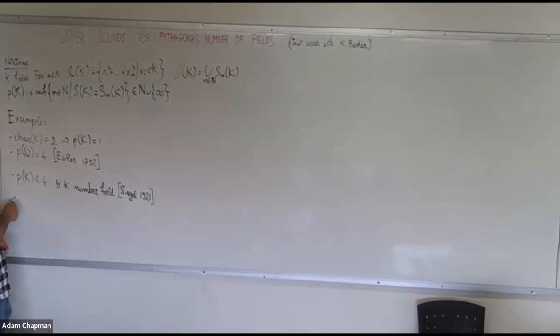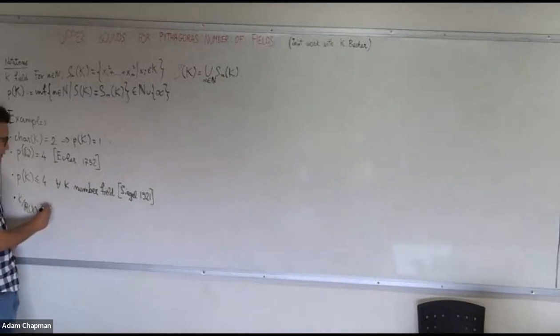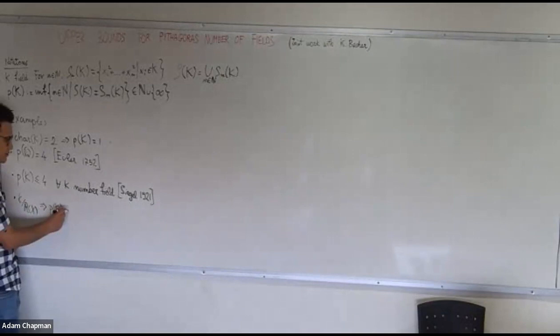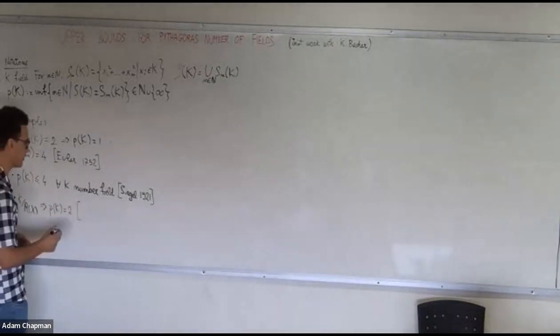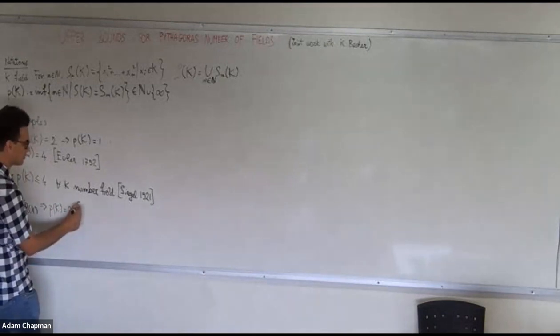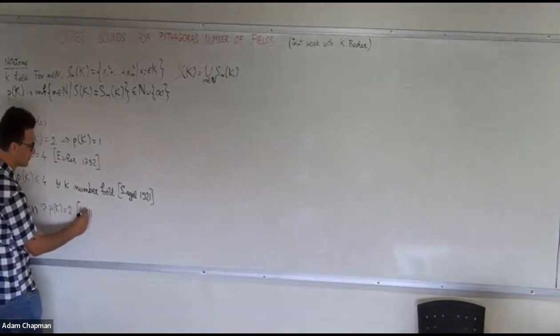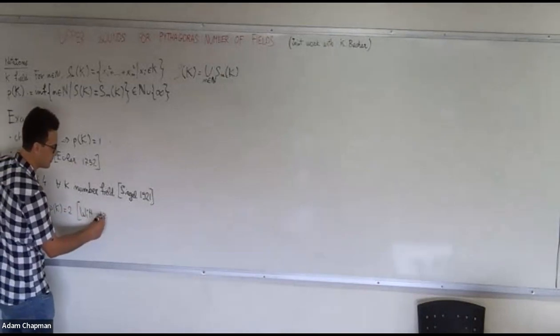Let me give you another example, which might be a bit less famous, but it's very relevant for the talk. If K is a finite extension of the rational function field in one variable over the real numbers, then the Pythagoras number of K is 2. Basically, it's a function field in one variable over the reals. This was proven by Witt in 1934.